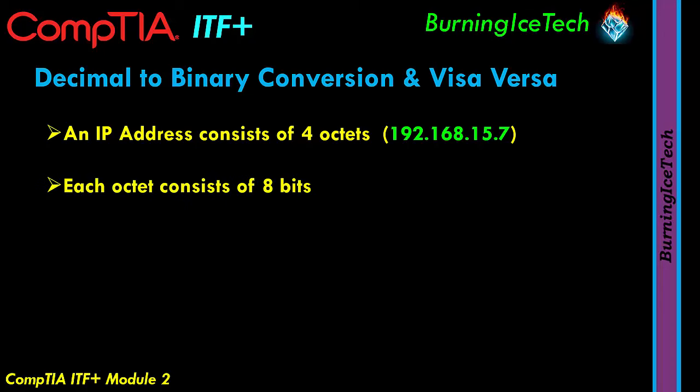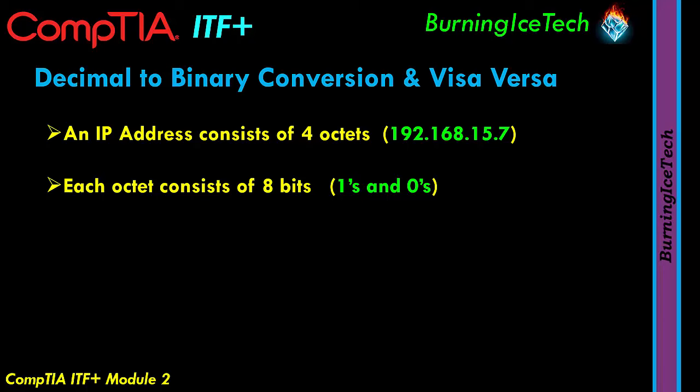All right, so let's take this a little step further. Each octet, remember there's 4 of them, consists of 8 bits. Yeah, 8 bits. Now if you don't know what bits are, guys, bits is that binary we were just talking about a moment ago. So that would be the ones and zeros, putting it there for you guys in the bracket. So ones and zeros, that's binary. That's the bits.